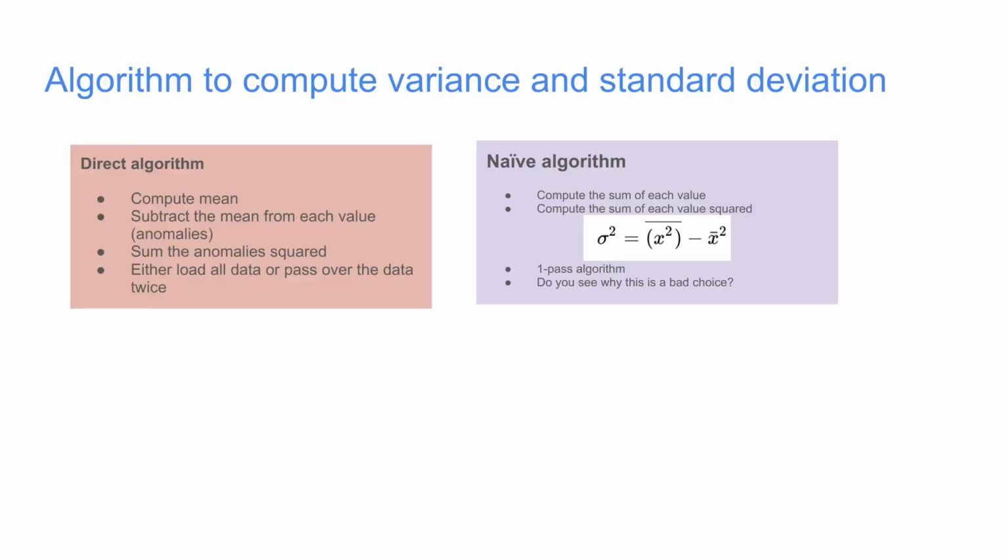So another approach to compute the variance, which is now a single pass algorithm, is to compute the sum of each variable and the sum of each variable squared. And then you use this property of the variance: it is just the difference between the average of the squared values and the square of the average. So this is a one-pass algorithm, but this is a really bad choice. I'm wondering if you see why this is a bad choice.